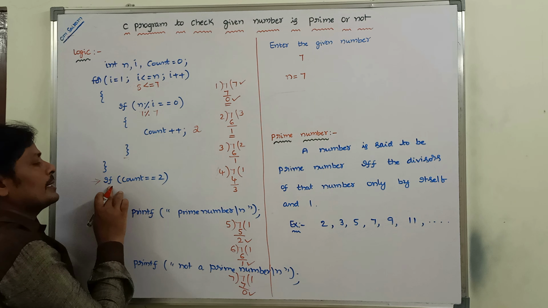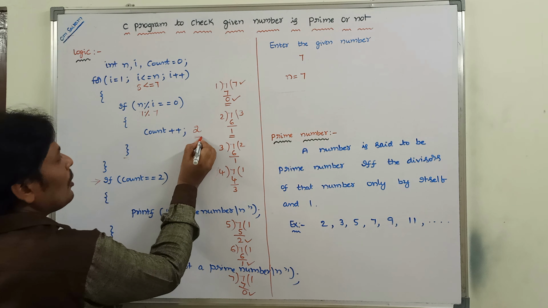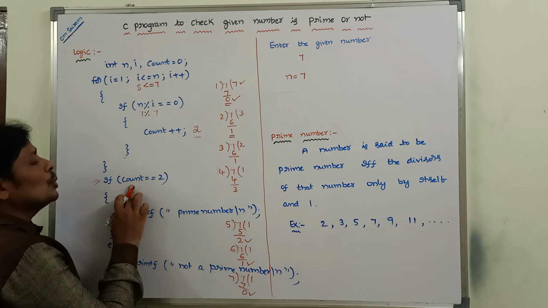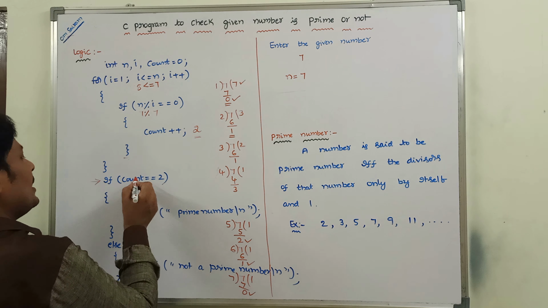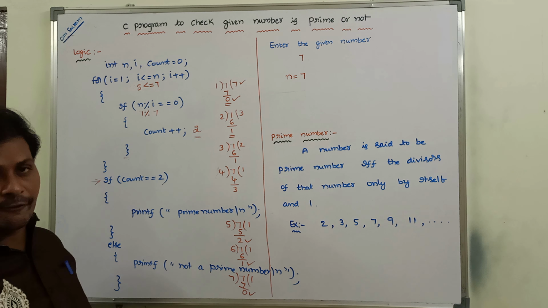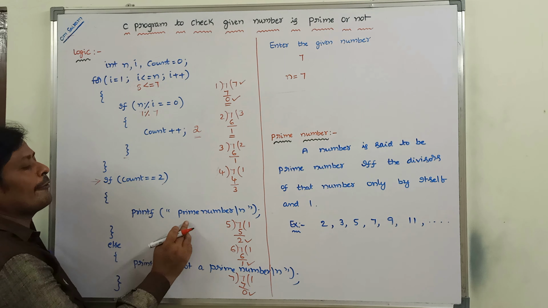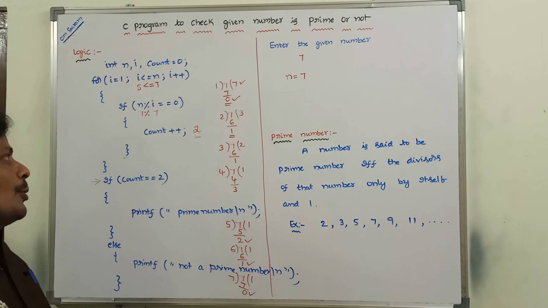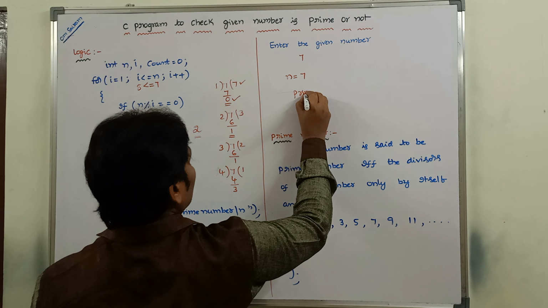So the statement is if count equal to 2. Count value now is 2. 2 equal to 2, condition true. If the condition is true, then the control goes to the body of the if block. In that body of the if block, only one statement, printf prime number. So what is the output we are getting? 7 is the prime number.